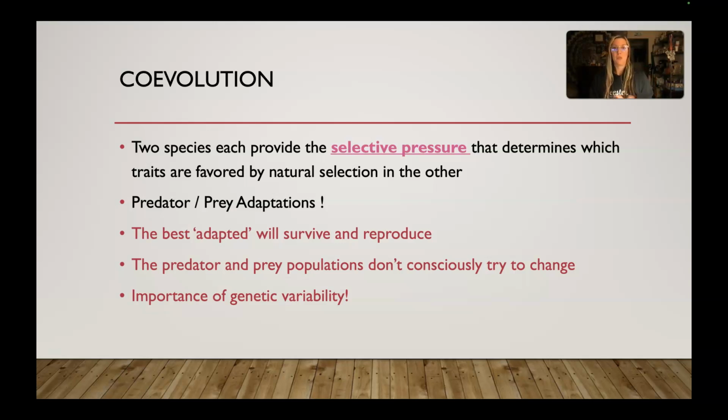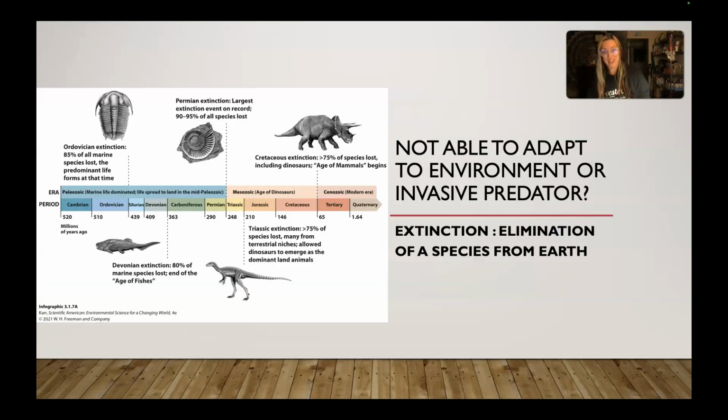So what happens when you are not able to adapt to the environment or an invasive predator? Well, you go bye-bye from our planet, right? It's a term called extinction: being completely eliminated as a species from our planet. This can occur because genetic variation is very low, or there's a sudden change in the environment, which would make it difficult for a population to evolve, right?